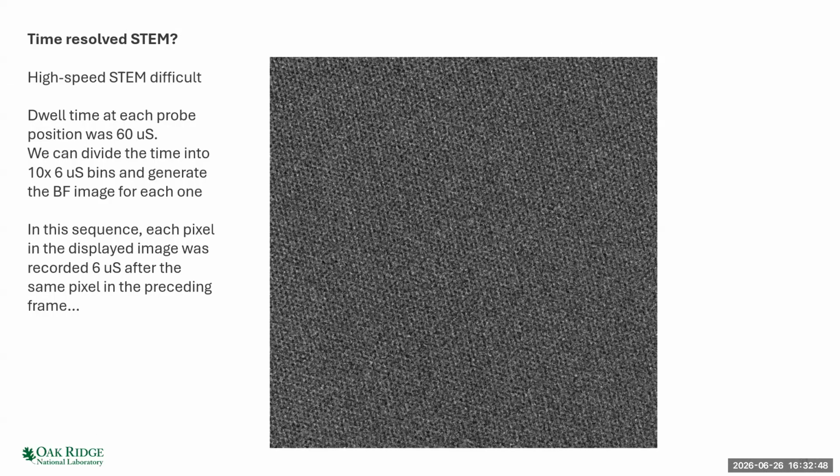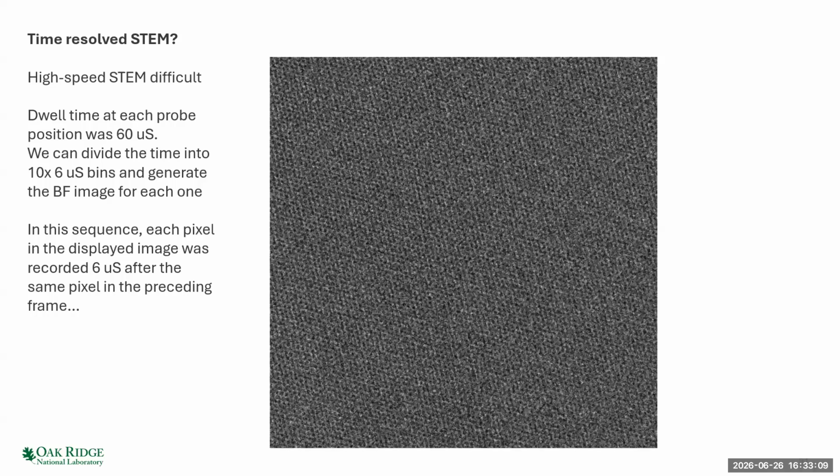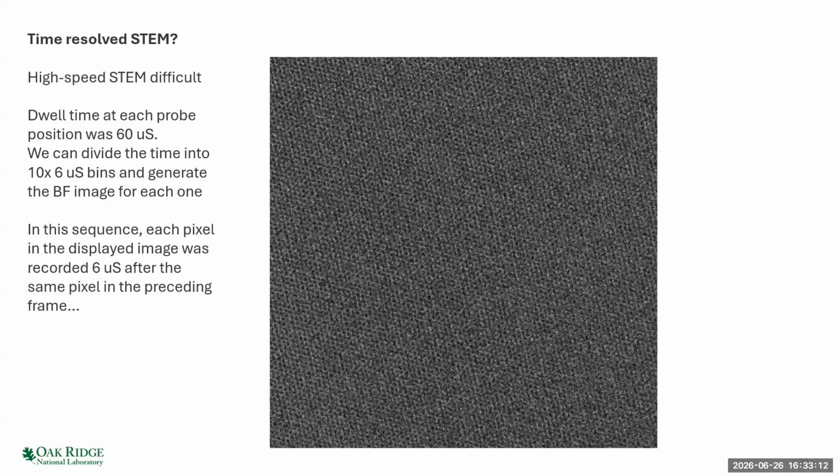You can play all sorts of other games as well. In that example, I was doing 60 microseconds per probe position, but you can take that data and divide it up finer, because remember, you've got the timestamp now after clustering for every electron. So you can divide it up into time bins. What I've done there is divide each probe position up into 10 6-microsecond bins. So in that little sequence of images that you just saw, each pixel was recorded 6 microseconds after the same pixel in the preceding image.